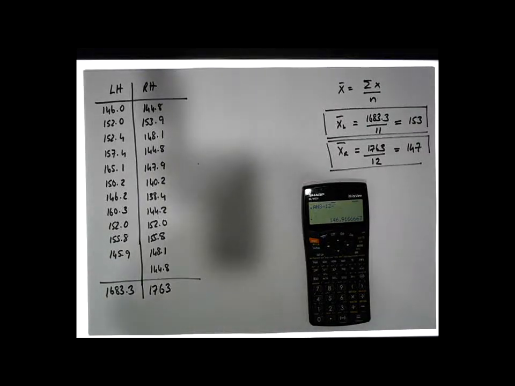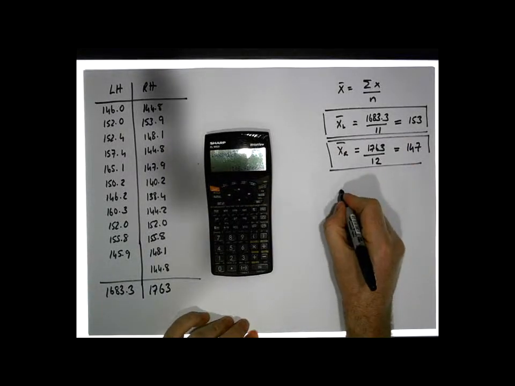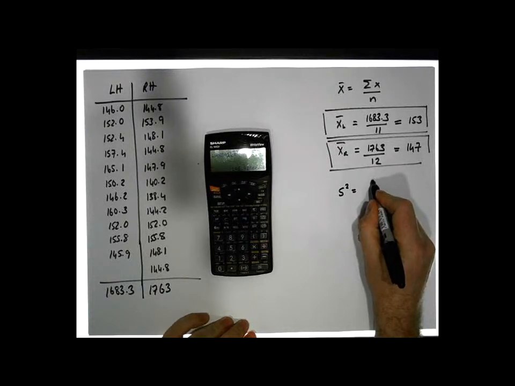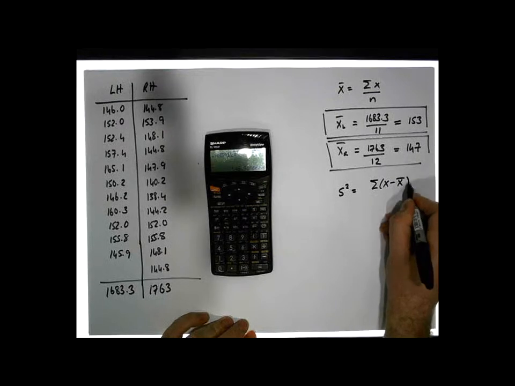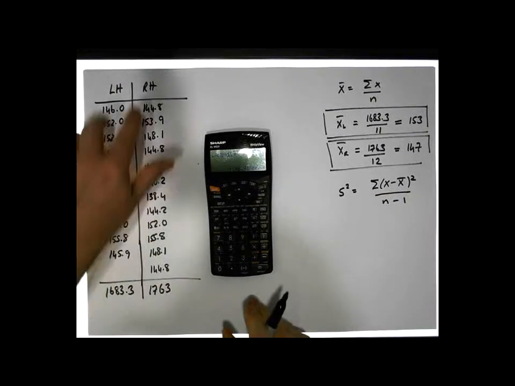Now what we need to calculate is the variances, and keep in mind the variance formula, s squared, is the sum of squares, so it's the distance that each observation is away from its mean value squared, divided by the sample size minus 1. So we need to calculate this for each one of those groups.